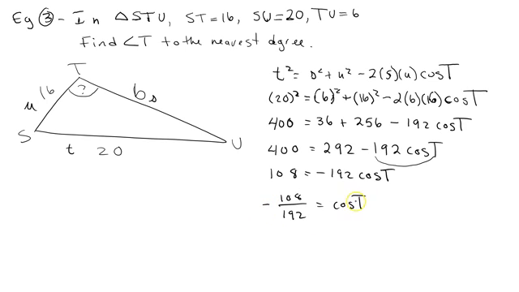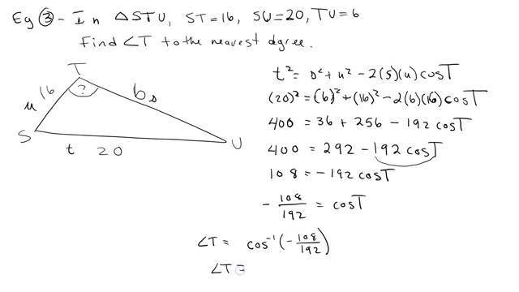Interesting. The cosine ratio is going to be negative. So think about that in terms of your unit circle. What do you think that the angle is going to be? Is it going to be in quadrant 1? Quadrant 2? Can an angle in a triangle be in quadrant 3 or 4? Let's see what happens. So that means that angle T is the inverse cosine of negative 108 over 192.